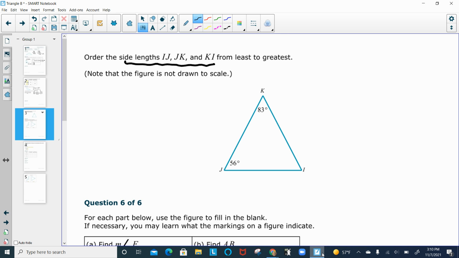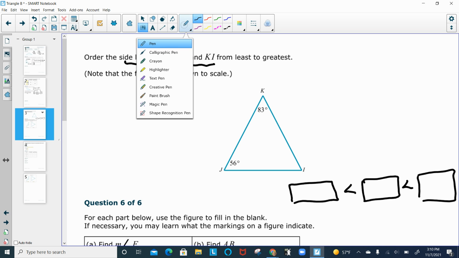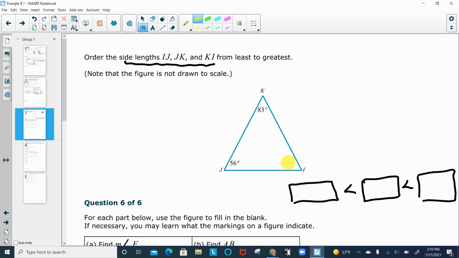Now, the problem with the problem, let me make some boxes here. Not perfect, but you get the idea, is that we are missing one piece of information. We're missing that. So we don't really know if the 83 is the big side or the medium side. We're pretty sure it's not the small side, but we don't know which is which yet. Until we have all three angles, we cannot figure out which is which. So what we have to do is 83 plus 56 and add those up.